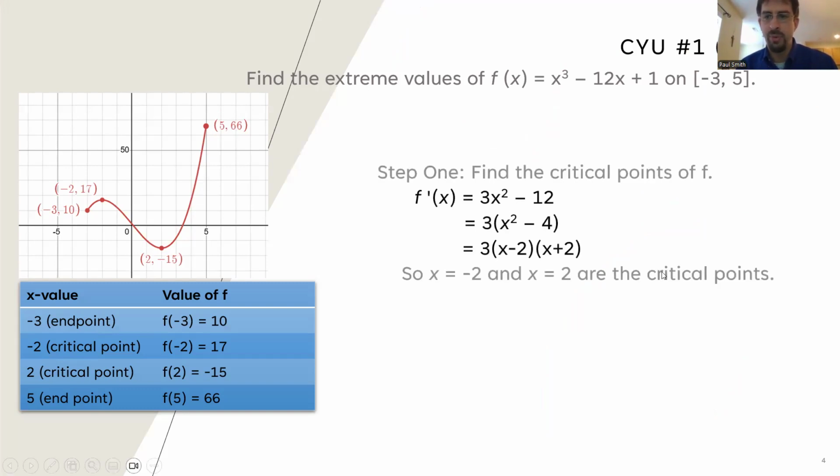Your steps are always to find the critical points of the function. So we need to take a derivative. And the derivative is 3x squared minus 12. You factor and you end up finding out that x equals -2 and x is equal to 2 are the values that make the derivative equal to 0.